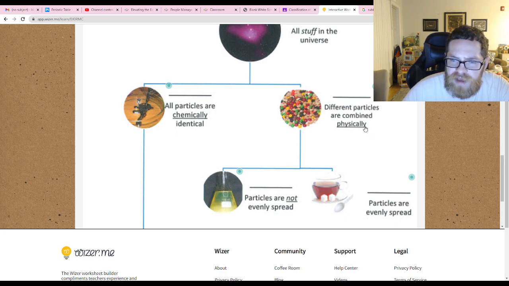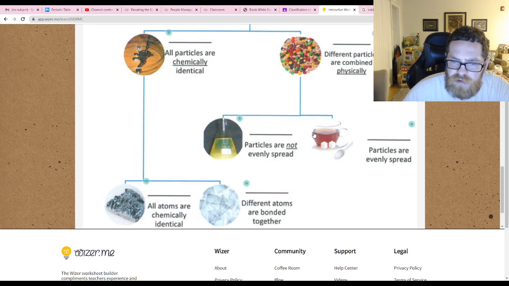Different particles combined physically make a mixture. They are not evenly spread. And I don't completely like that wording, but evenly spread means you can't make out the difference between them. If you can make out the difference, that's heterogeneous. Homogeneous, you can't make out the difference.